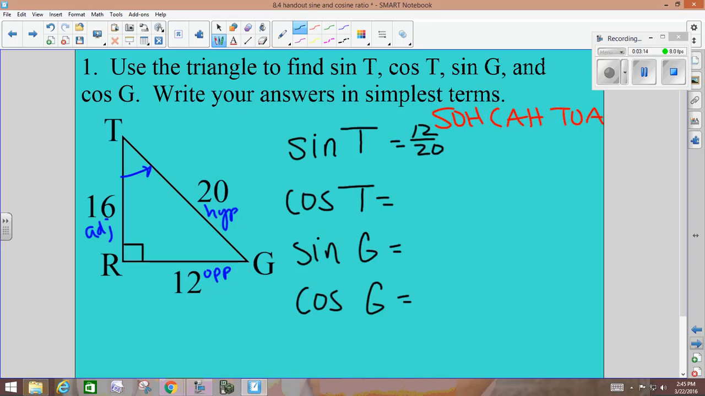Ratios have to be written in simplest form. It's 12 over 20, so what goes into both? 4. Good. So then we'd get 3/5. Cosine of t. SOHCAHTOA says cosine is adjacent over hypotenuse. So this time we're going to put 16 over 20, reduce by 4, and you get 4/5.